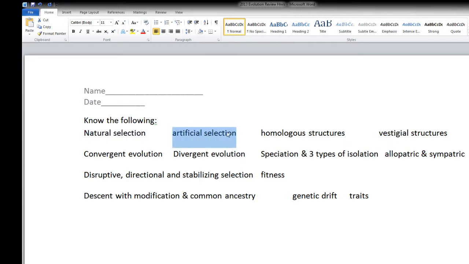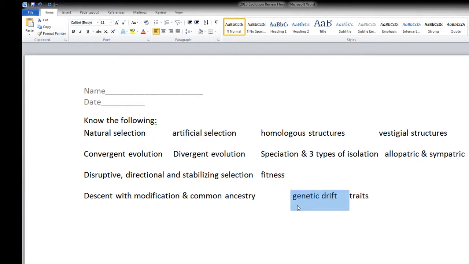Artificial selection. Think about any breeder, dog breeding. People purposely let the best milk producing cows reproduce, but not the other ones. So, humans selecting certain traits. That's that. Genetic drift, another process of evolution. These are all processes through which evolution occurs, by the way.